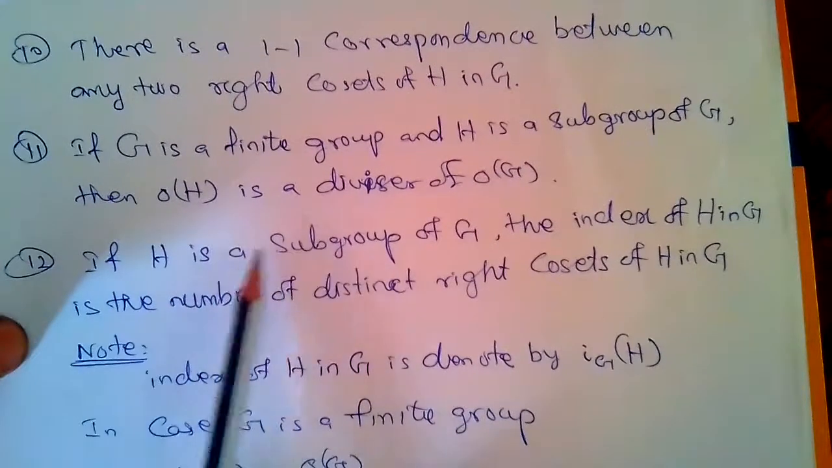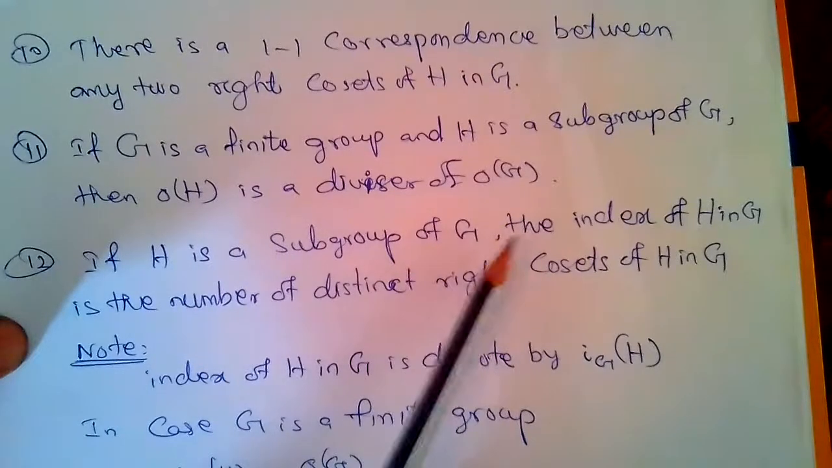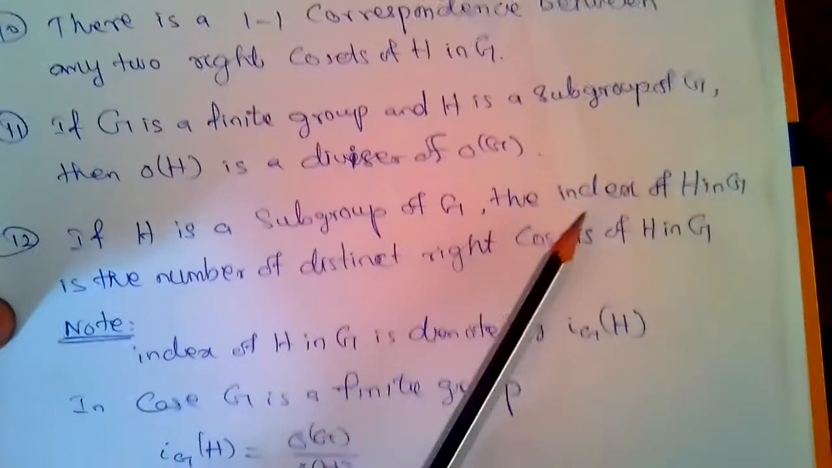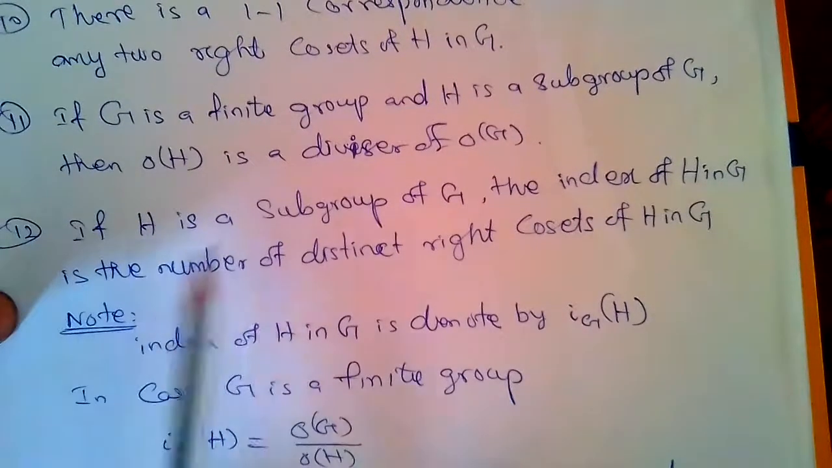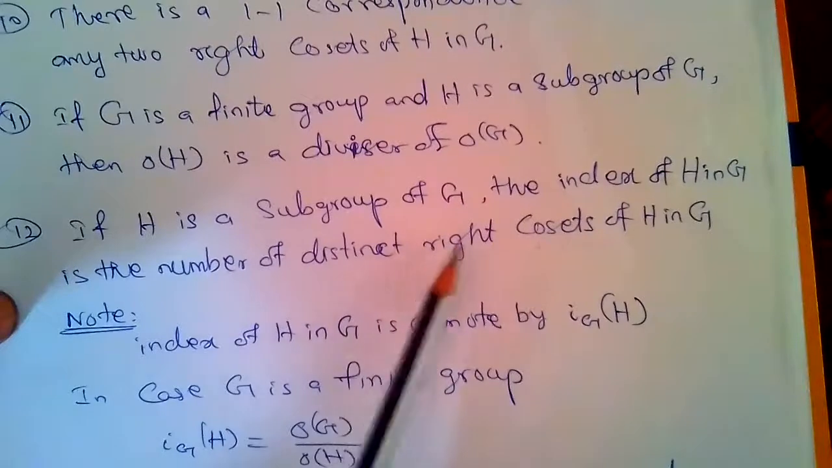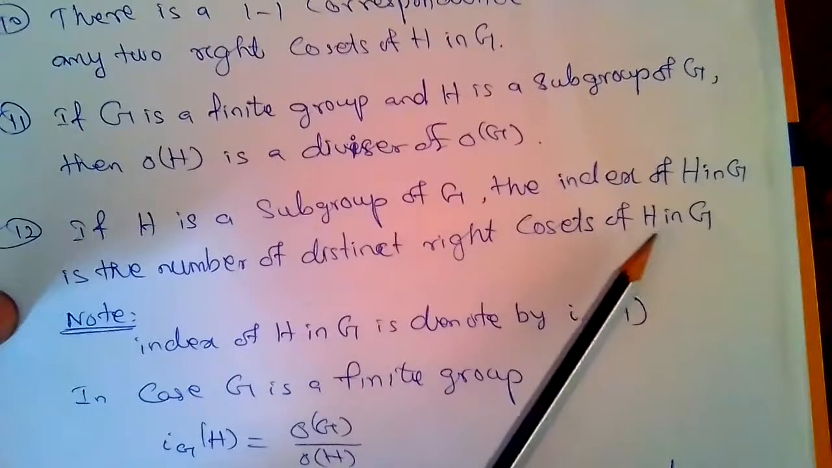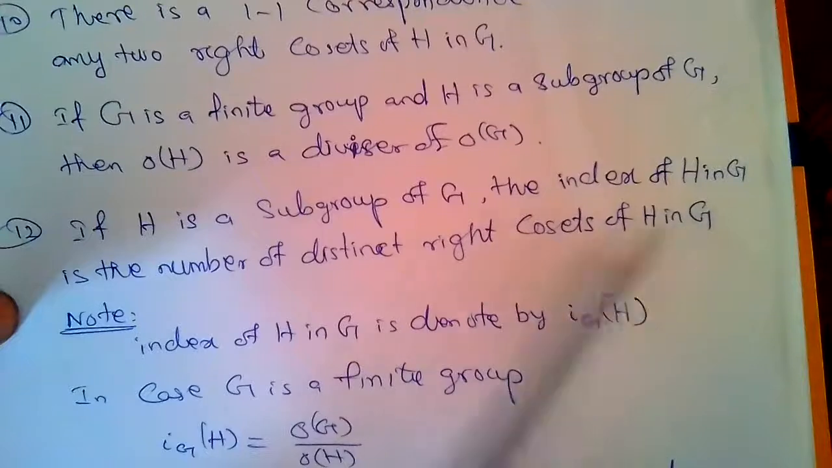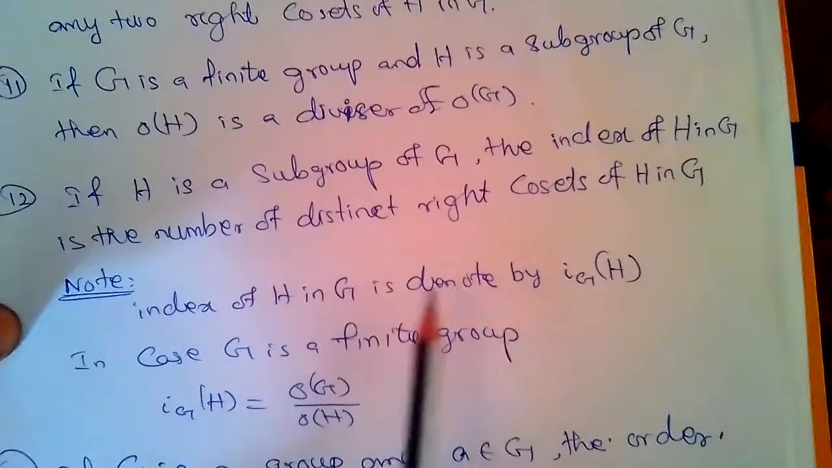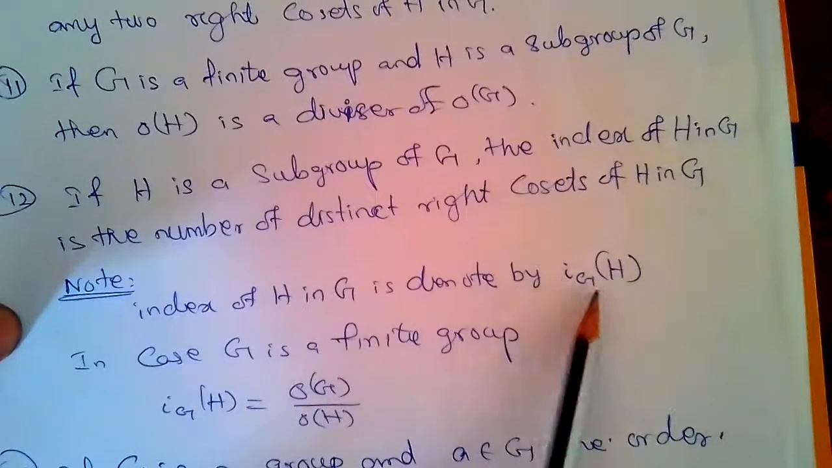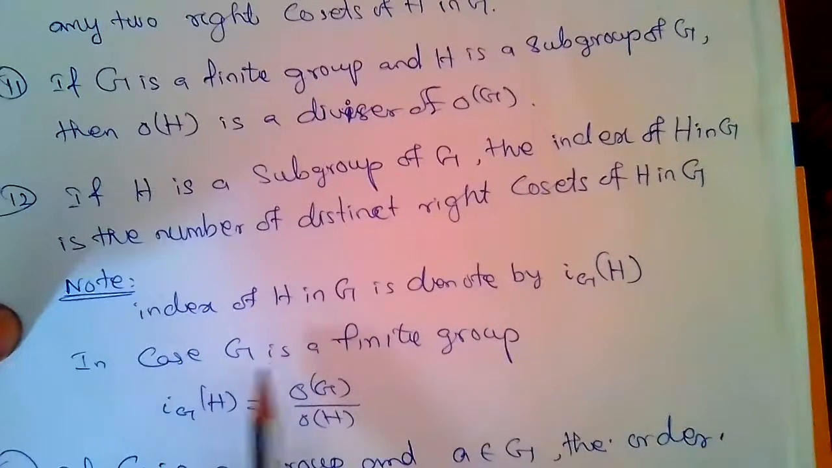If H is a subgroup of G, the index of H in G is the number of distinct right cosets of H in G. Note, the index of H in G is denoted by i_G(H). In case G is a finite group, i_G(H) is equal to the order of G divided by the order of H.